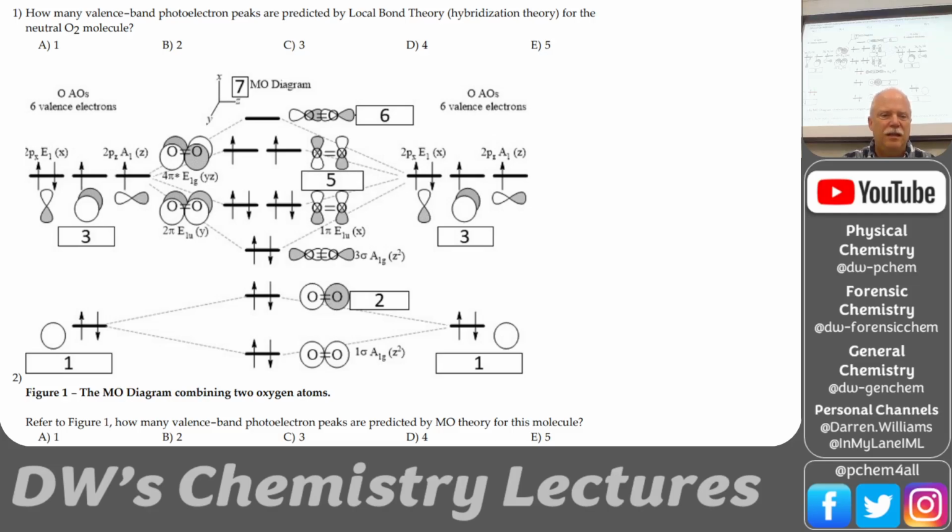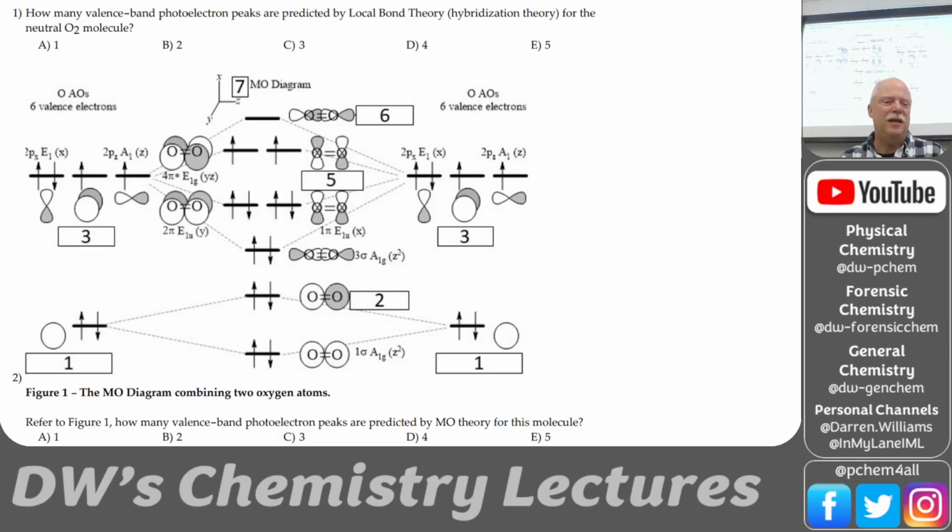Let's look at this crazy MO diagram. I'm drawing all the little pictures in using ChemSketch, which is kind of nice. It's got the atomic orbitals. Took me forever. It's easier to draw by hand, but my handwriting is terrible. So this is at least nice to look at.